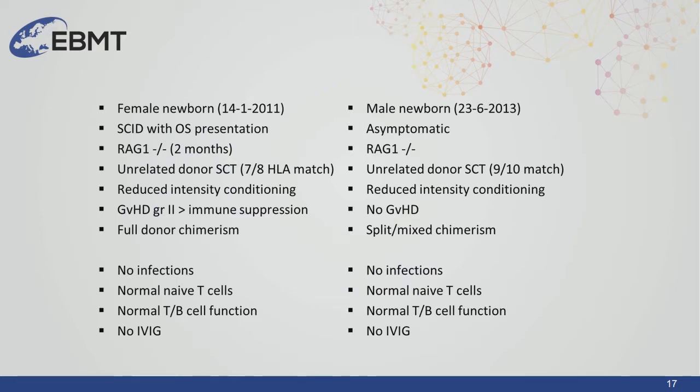Then another example, two kids in the same family. They were both suffering, again, from an immune deficiency, severe combined immune deficiency. I won't go into the details. This girl was transplanted with an unrelated donor. She received a reduced intensity conditioning regimen because of the young age and the disease. Post-transplant, she developed graft versus host disease, very prolonged. Finally, it came to rest. And not surprisingly, she ended up with full donor chimerism.